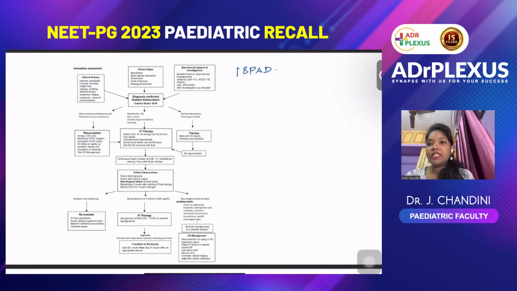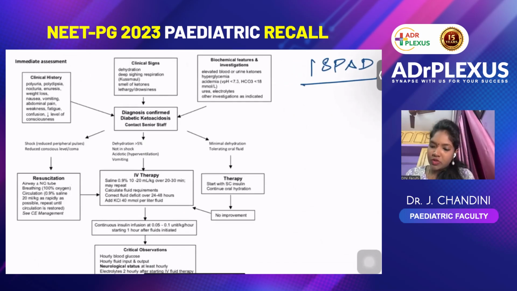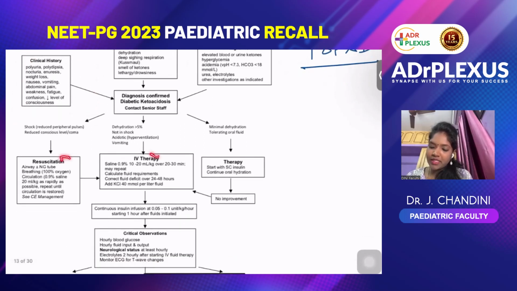ISPAD is nothing but the International Society for Pediatric and Adolescent Diabetes. So what they say is the first management, as you see here. First, you will take the clinical history, and the first management is always dehydration. Now, here what you have to see is whether the child is in shock or not. If the scenario is given as the child is in shock, immediately you have to give 20 ml per kg.